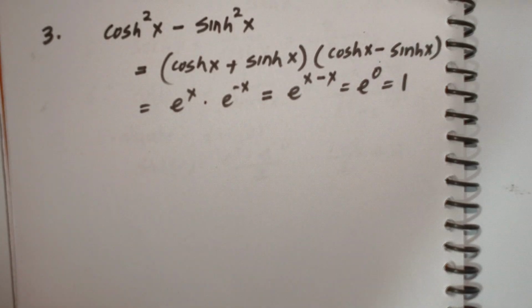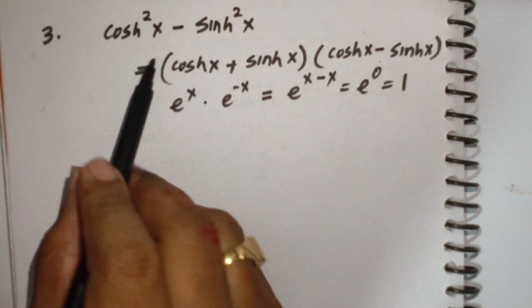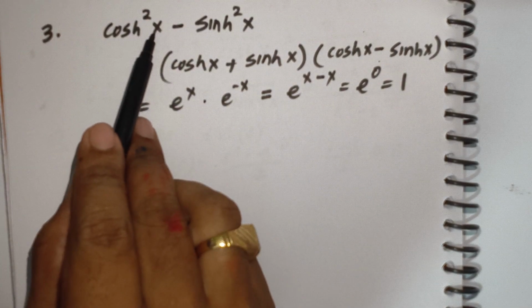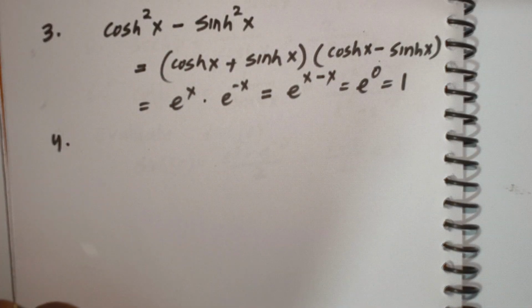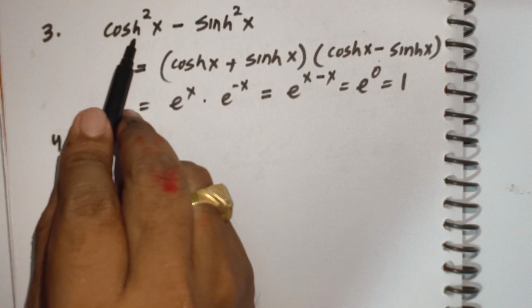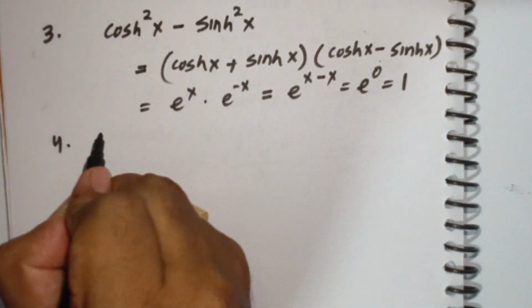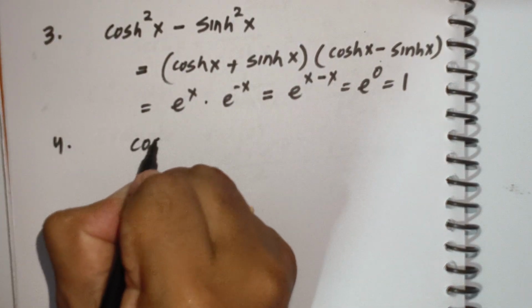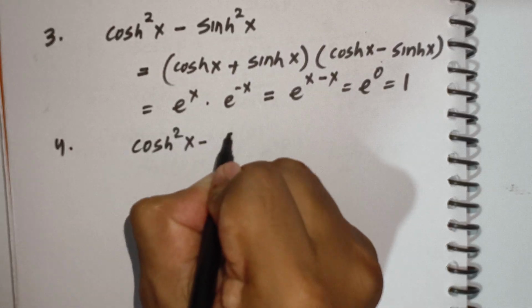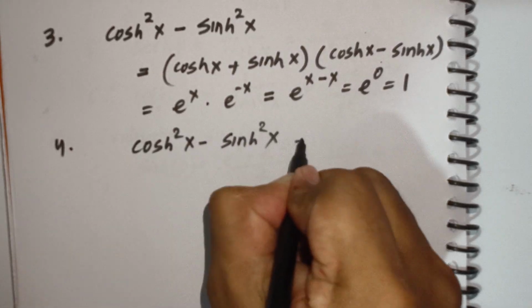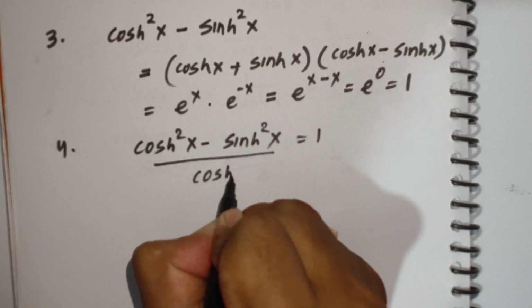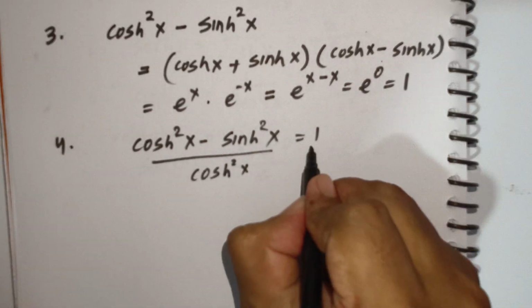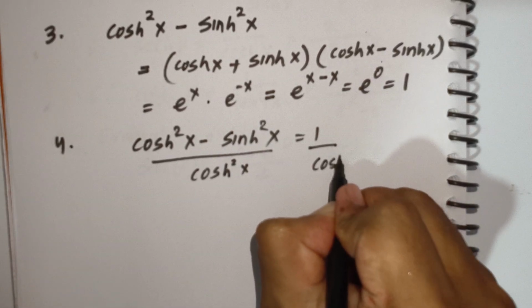You can get some more identities using this identity, that hyperbolic cosine square minus hyperbolic sine square is 1. Suppose we divide both sides by hyperbolic cosine square. So on the left, what is our identity? This is our identity. Let us divide by hyperbolic cosine square, and here also hyperbolic cosine square.